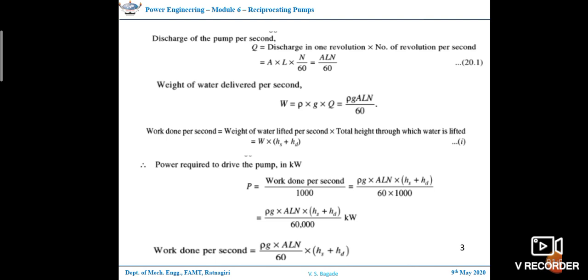Then the weight of water delivered per second. So the weight of water we have multiplied by the specific weight, and therefore capital W is equal to rho G into Q, that is rho G ALN divided by 60.